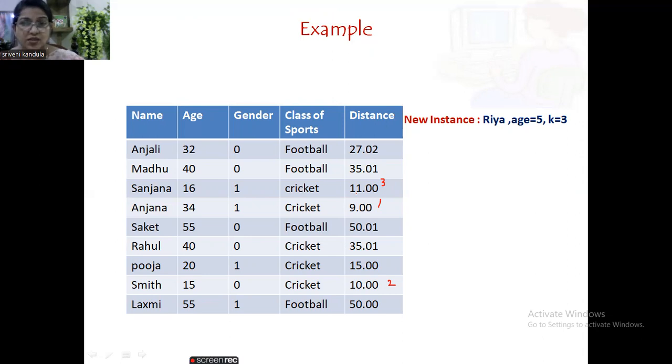What is the class, or the target value, given by these? 9 is telling cricket, 11 is telling cricket. Here I should make a small correction. In the example data set, I have taken this as football.